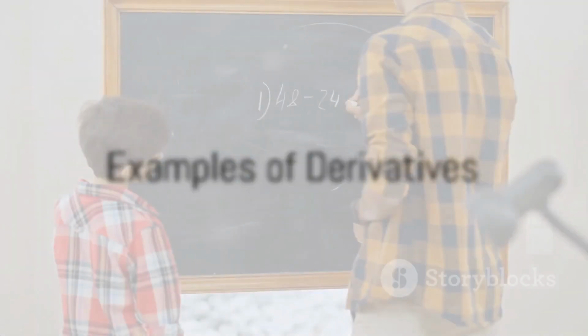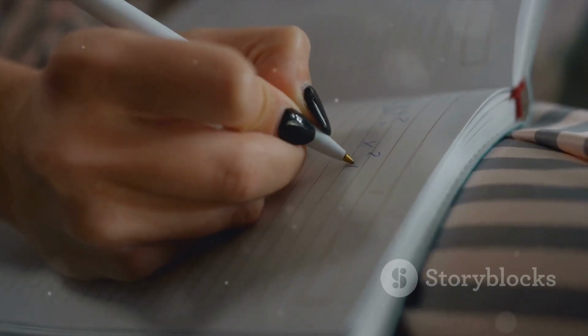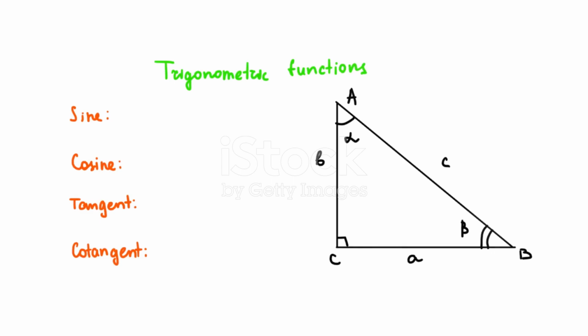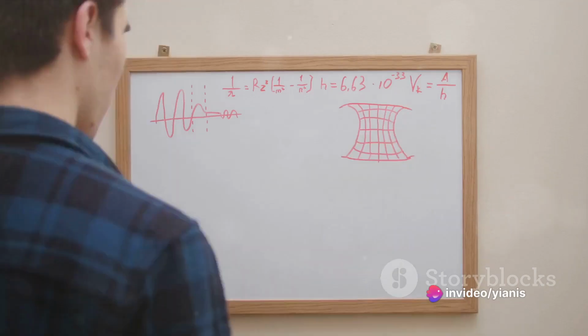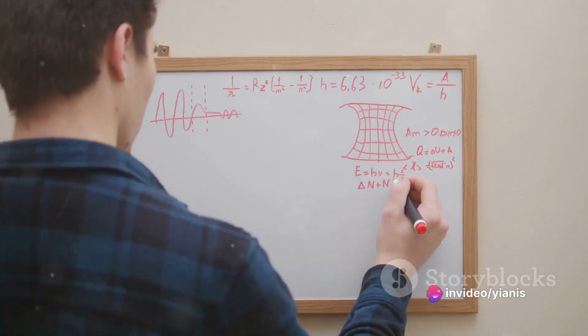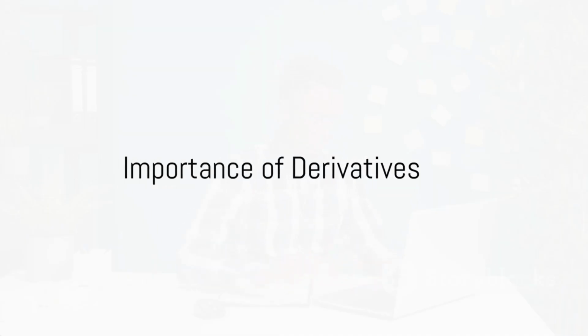Let's consider a few examples. If we have a function f(x) equals x squared, its derivative is 2 times x. If we have a function g(x) equals sine of x, its derivative is cosine of x. And if we have a function h(x) equals e to the power of x, its derivative is still e to the power of x. But why are derivatives so important?